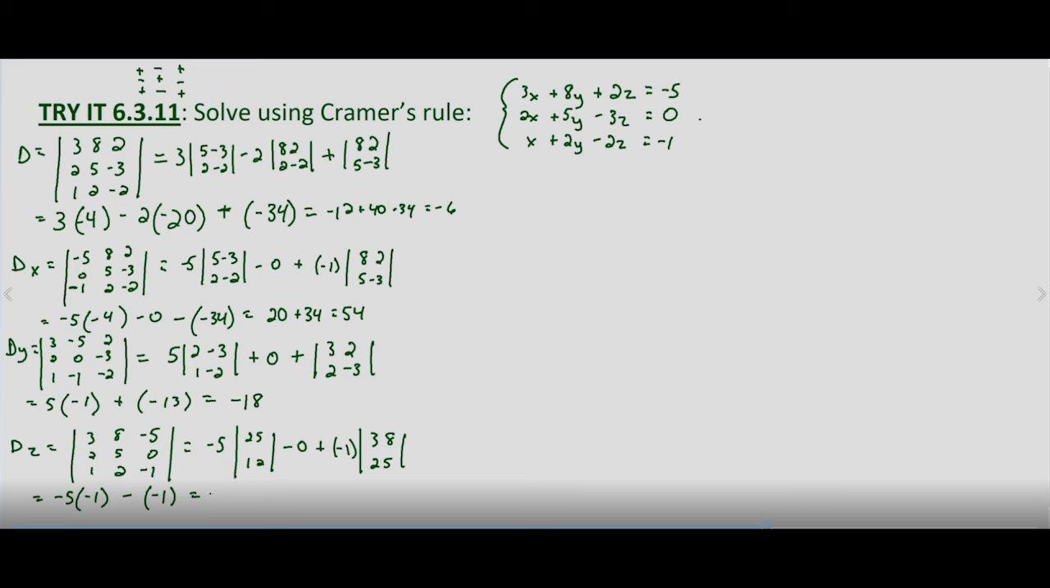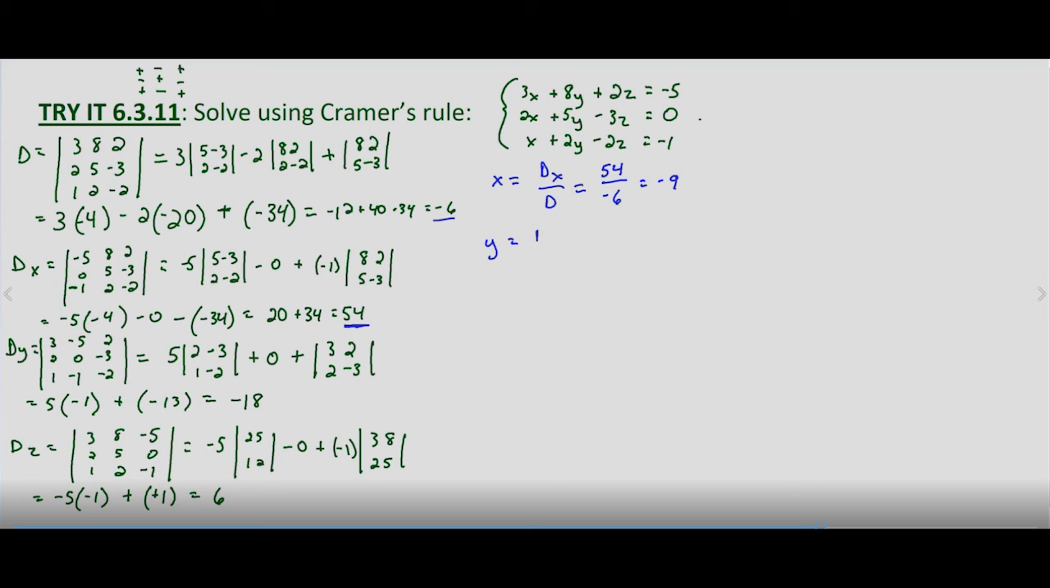And that equals 5 plus 1. Minus a negative is plus a positive. So negative 5 times negative 1 is 5. Plus 1 equals 6. And now the process is the same as what it was when we were using two equations and two unknowns. So x equals dx over d, which equals, we found dx to be 54, over d we found to be negative 6, which equals negative 9.